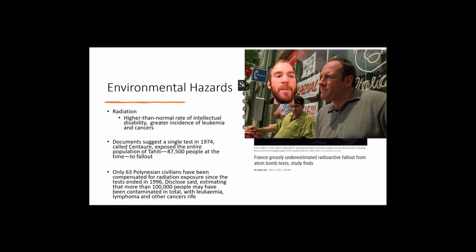Now let's look at some environmental hazards. Now this just happened. This is very interesting. So radiation is one example. So higher than normal rates of intellectual disabilities and cancers. Well, look at this headline from Science.